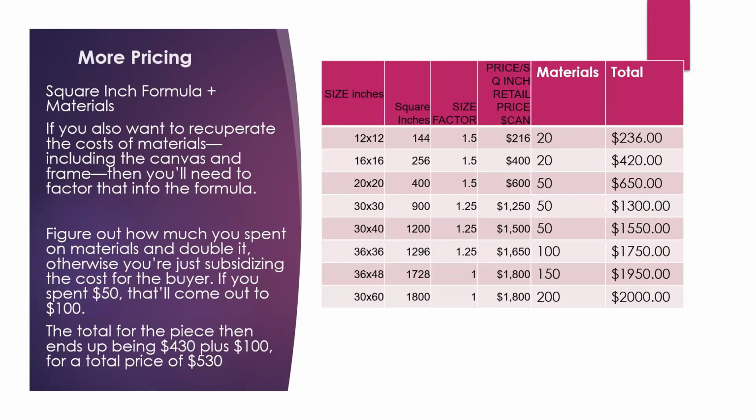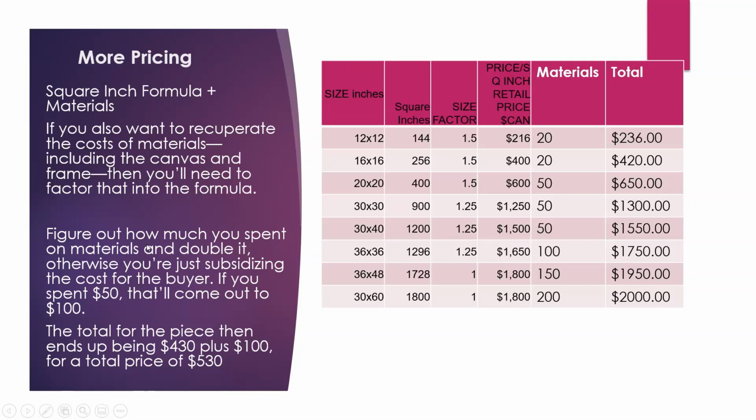The square inch formula. Some more pricing tips. So what about the square inch formula plus materials that you're using? That would mean adding in the price of the materials. So you use the same square inch formula, then you add in the price of the materials that you're using to get your retail price. You would use that if you want to recuperate the cost of materials, including the canvas, the frame, maybe other material that you're using.